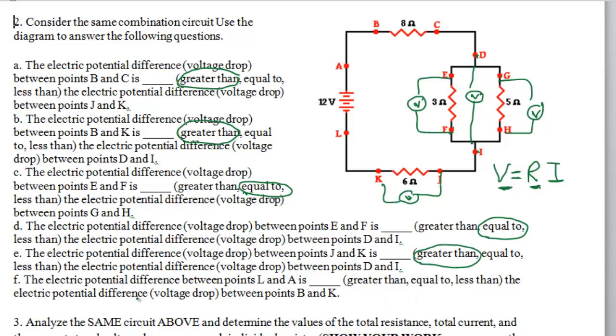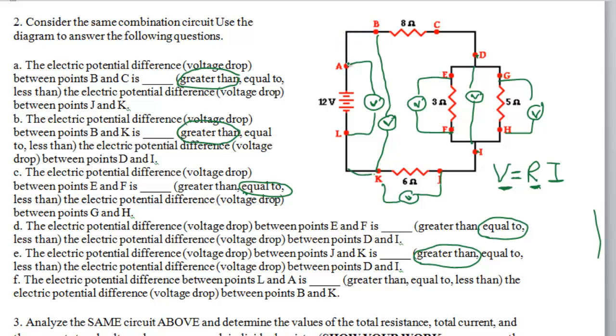Now the last question here, the electric potential difference between point L and A, which will be the voltage difference across the power supply here, L and A, is it greater than, equal to, or less than the voltage drop across B and K, meaning between this point and this point. Now again, if you look at L and K, they are the same point basically. There is no resistance between them, so they are the same point. And also A and B are the same point. There are no resistors between them.